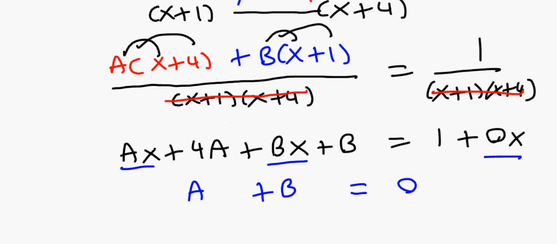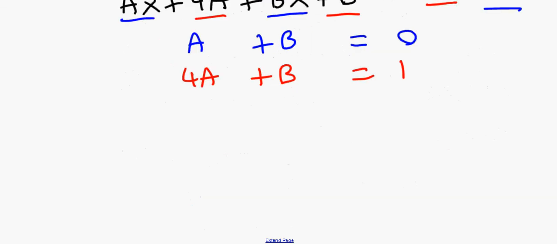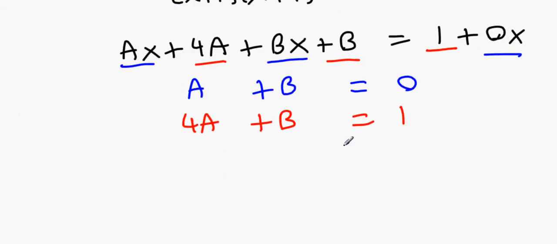Vice versa, the real numbers equal 1. So 4a plus b equals 1. So what we have to find out now is what a and b are. We have a simultaneous equation.